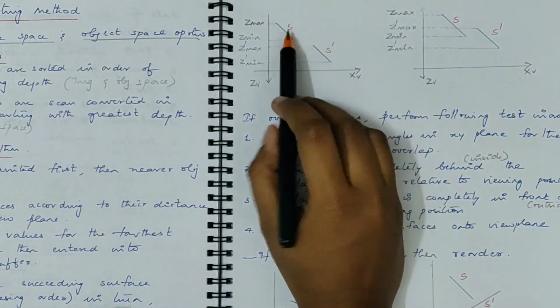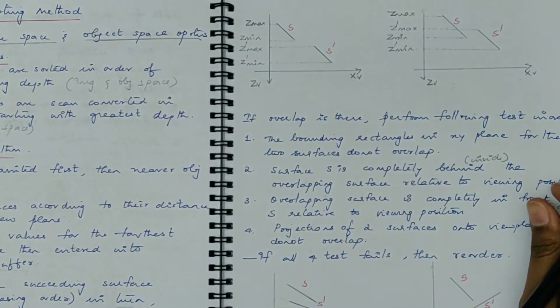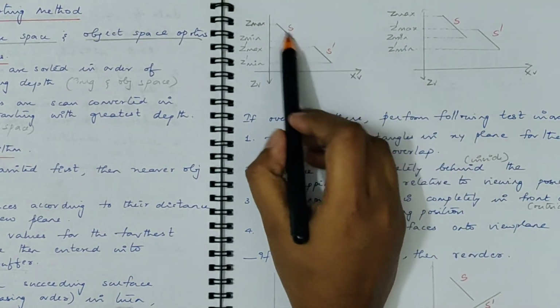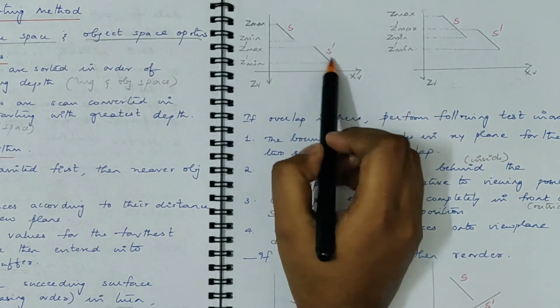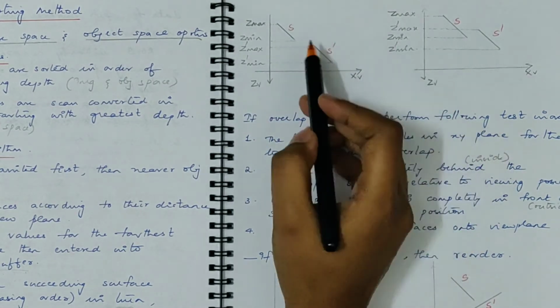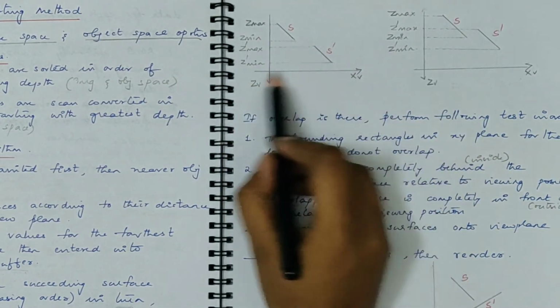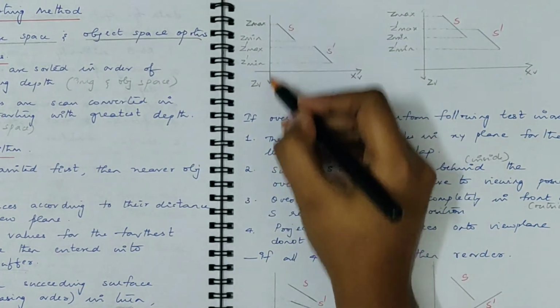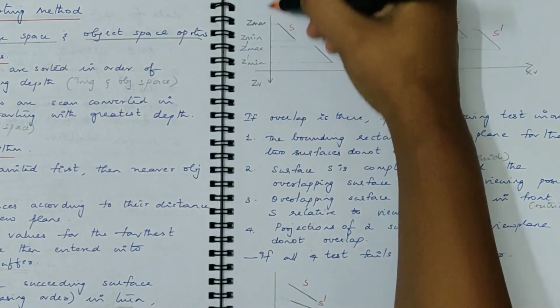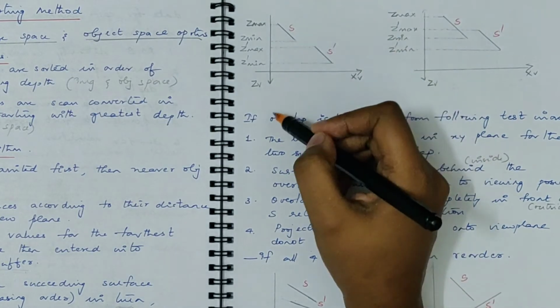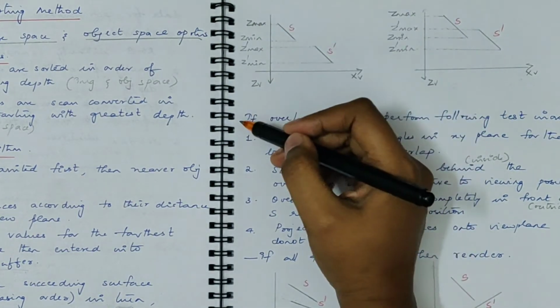here there are 2 surfaces, S and S dash. Here we are assuming that S has the greatest depth and S dash has the next depth. The plane taken is the X plane and this is the viewing direction. This is the negative Z direction, this is the positive Z direction. We are viewing in the negative Z direction.